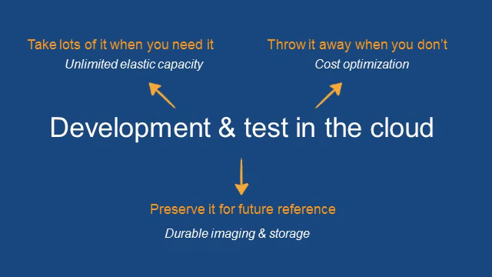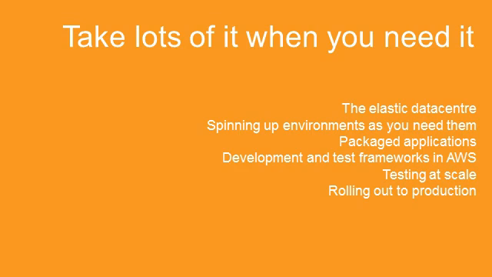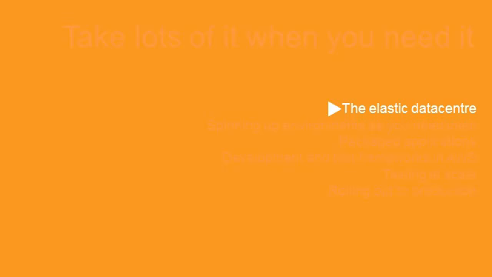So we'll go through each of those areas in sequence. First of all, we'll have a look at this idea of being able to take a lot of capacity when you need it, and we're going to explore 6 different aspects here, starting with the elastic data center.